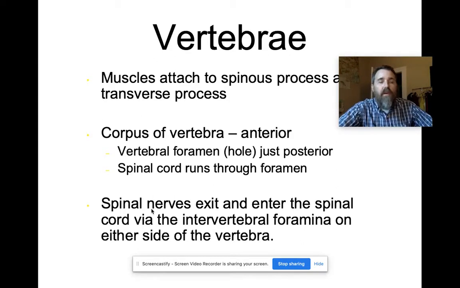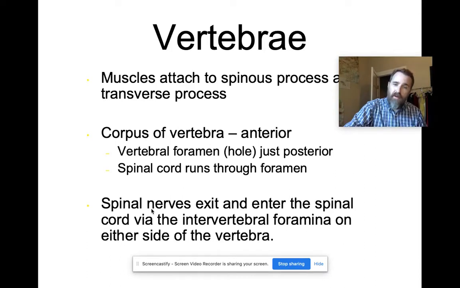So we've covered the vertebral foramen, which is the hole in the middle of the vertebrae through which the spinal cord passes. We've covered the transverse foramina in the cervical vertebrae, through which the vertebral artery passes. Now, there's another type of foramen we're going to talk about.